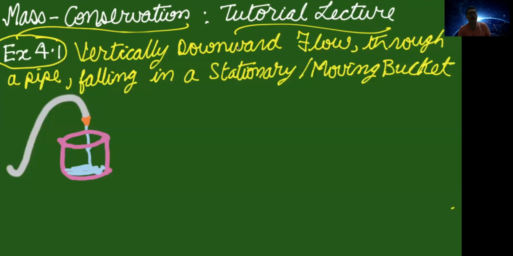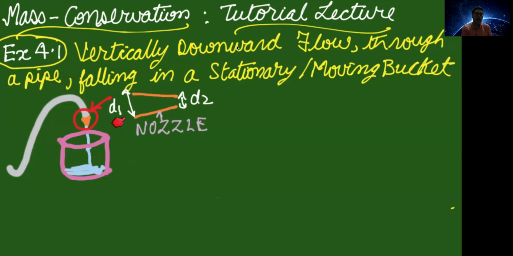Now the water which is coming from the pipe, there is a nozzle which is connected at the end of the pipe, which is shown separately here. So the pipe diameter is D1, and this portion is connected to the pipe of diameter D1, and in the nozzle the diameter reduces from D1 to D2. Note that the pipe is of constant cross-sectional area, whereas the nozzle has a reducing cross-sectional area.